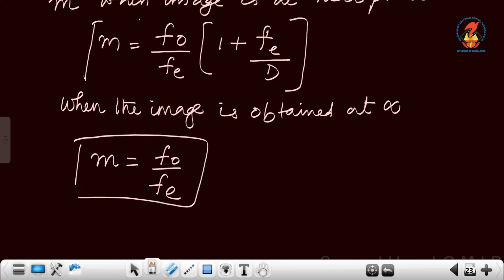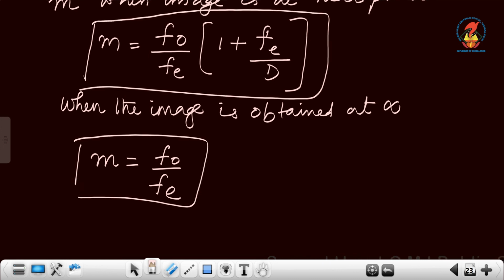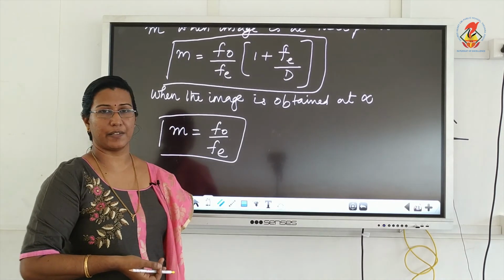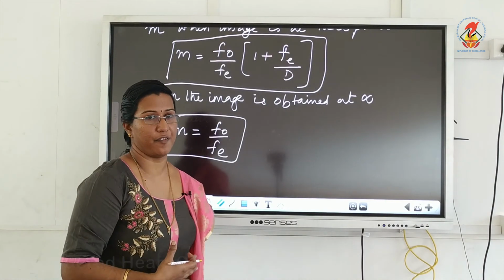So, in the case of Cassegrain or reflecting telescopes, you need to study the diagram, the working, and also the final equation. No need for the detailed derivation of the equation for magnification.